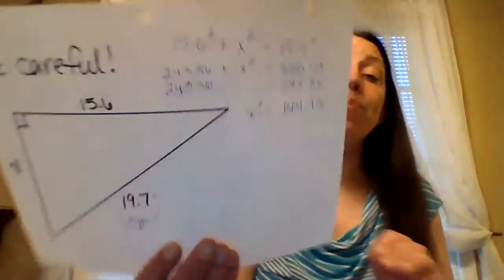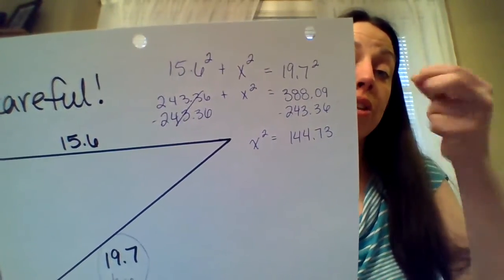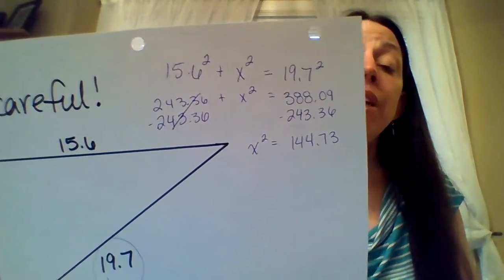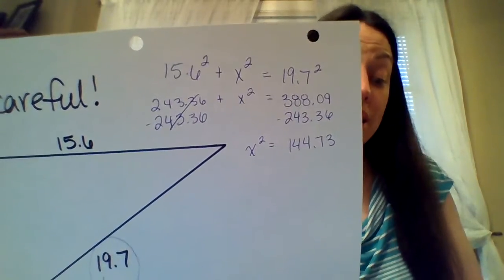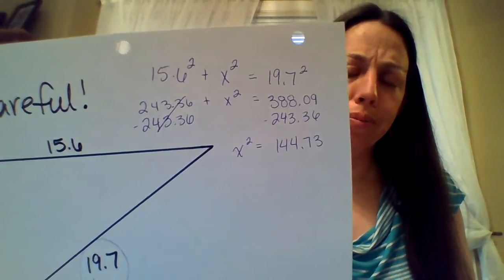144.73. When I took 388.09 minus 243.36, I got 144.73. It should be positive. If you did not get a positive 144, it's because you did those in the opposite order. If you did not get 144, you might need some help and pop over and say, Miss Jabs, I don't know how I'm supposed to get 144.